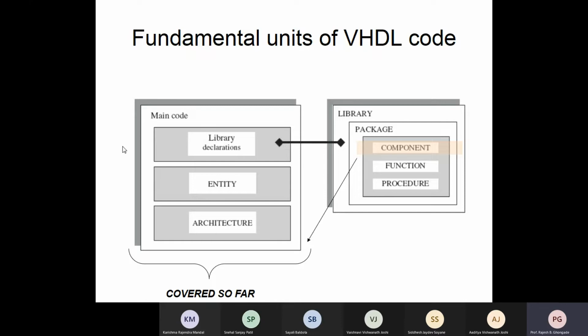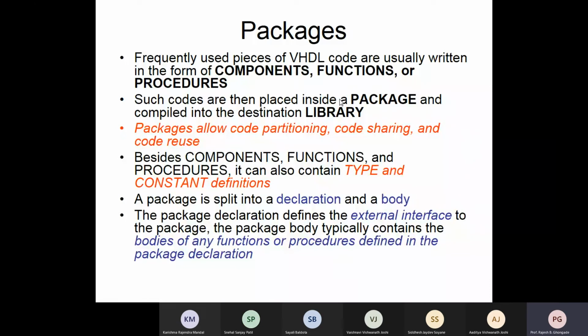Fundamental units of VHDL we have already seen, which we have covered so far: library, entity, architecture. All right. Now let us see what we can say about the library itself or the package. So what is a package? Frequently used pieces of VHDL code are usually written in the form of components, functions, or procedures. Such codes are then placed inside a package and compiled into the destination library. Packages will allow code partitioning, sharing, and reuse, of course.